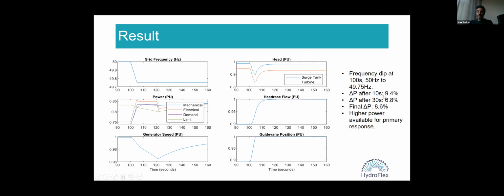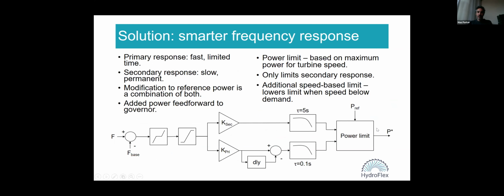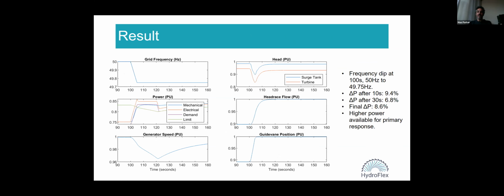So you're getting quite a lot of power at 10 seconds, a bit less secondary response, a bit more at the end. So I'd add that the speed limit or the power limit also allows a little bit of power to speed up the generator if it's below the demand speed.